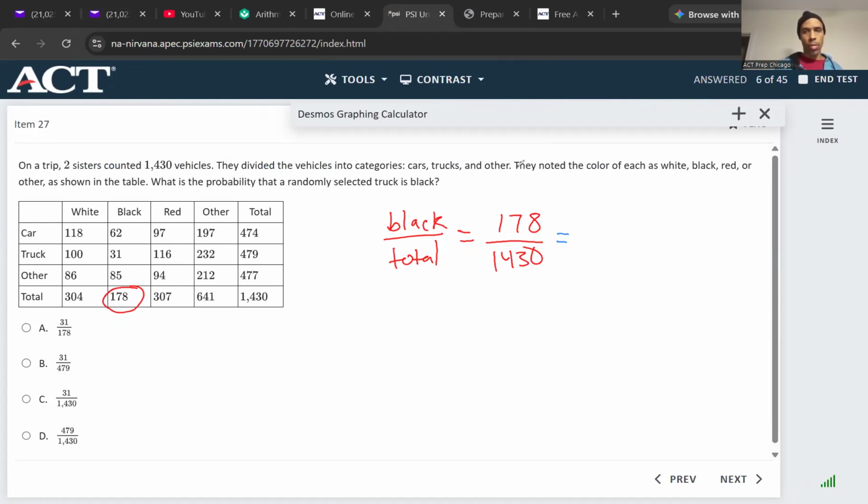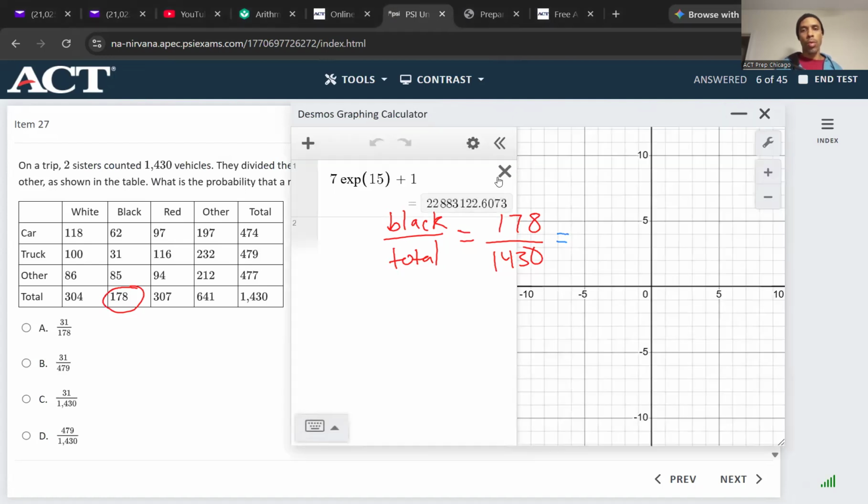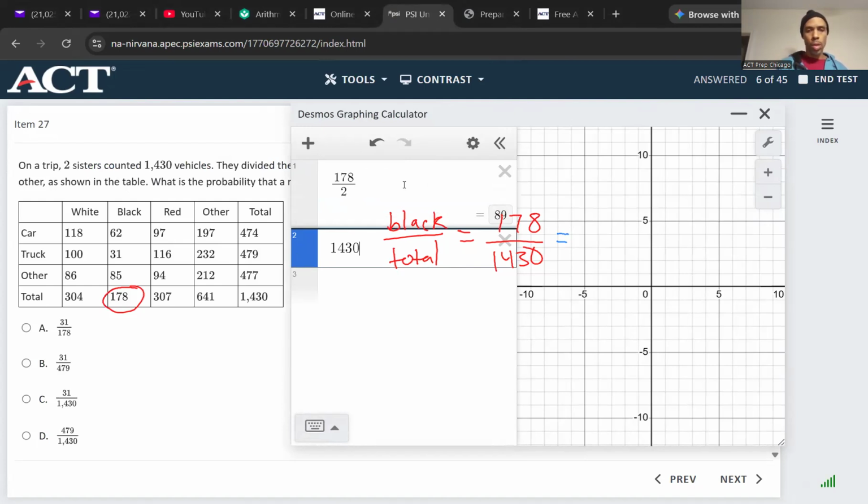So what is divisible into 178 and 1430? We have to do some work with this. So we know both are divisible by 2. So what is 178 divided by 2? That's going to be 89. And then 1430 divided by 2 is going to be 715. So that's going to be 89 over 715.